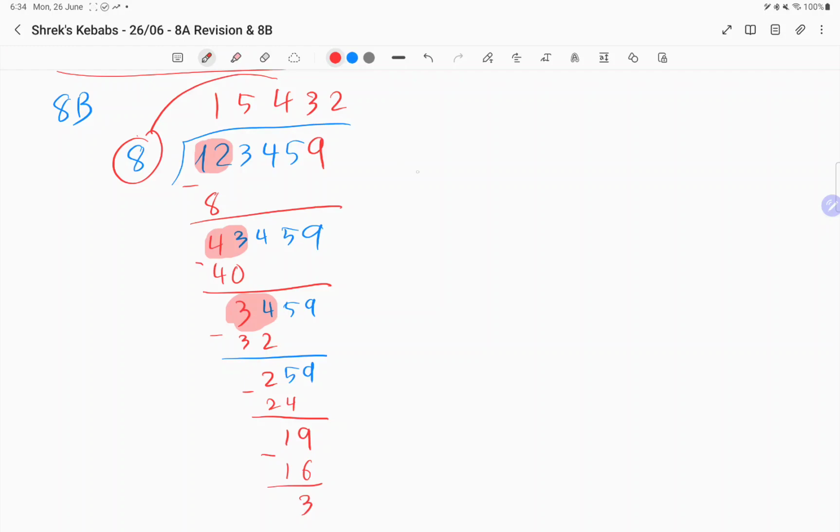So I can write this as 123459. If you divide that by 8, what is the answer? 15432, remainder 3. Yes. The remainder 3 part is what you say, but algebraically, the remainder is written as plus 3 over 8. Why is that the case?